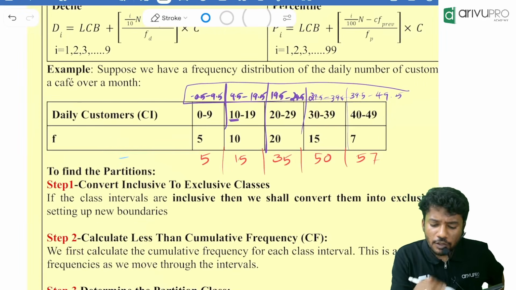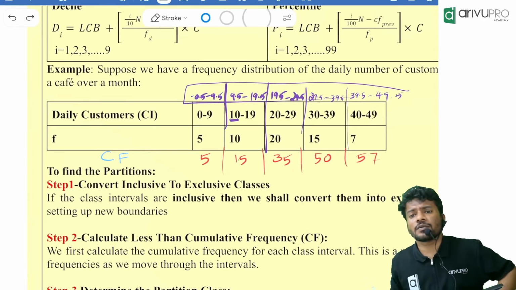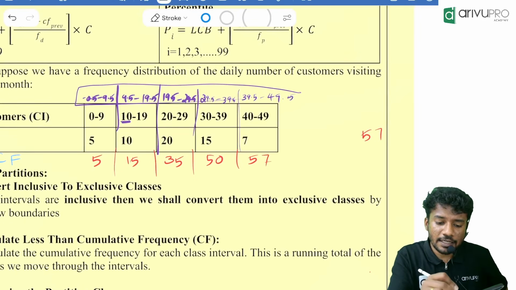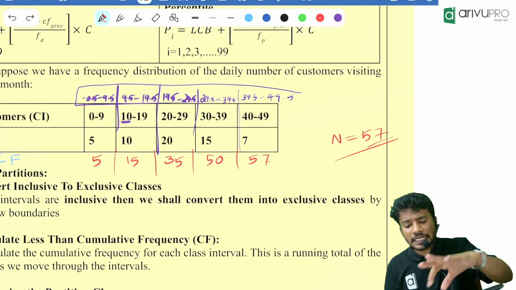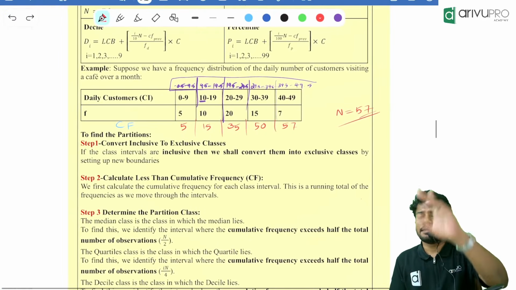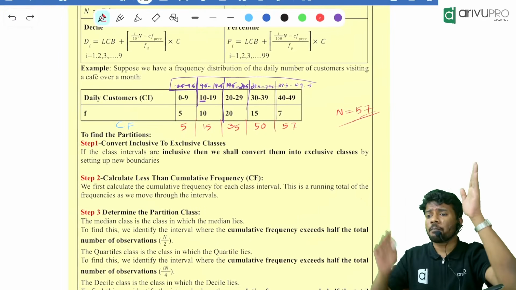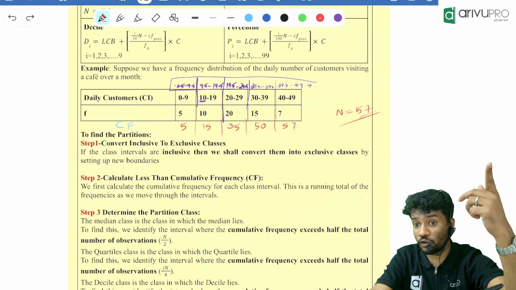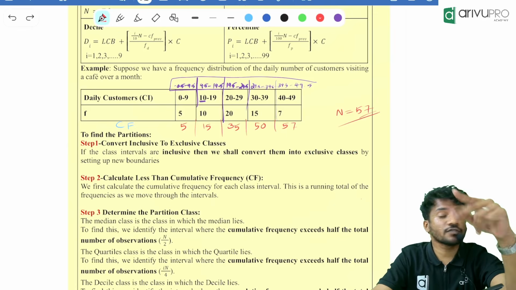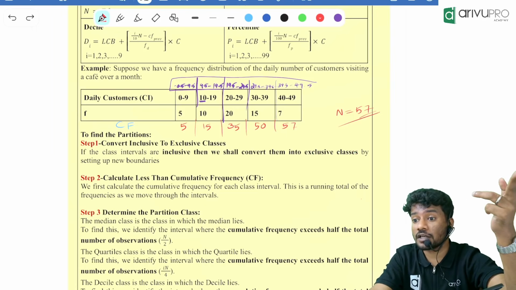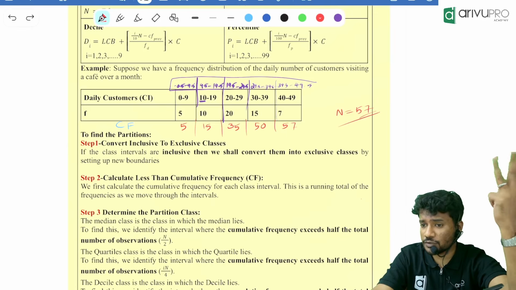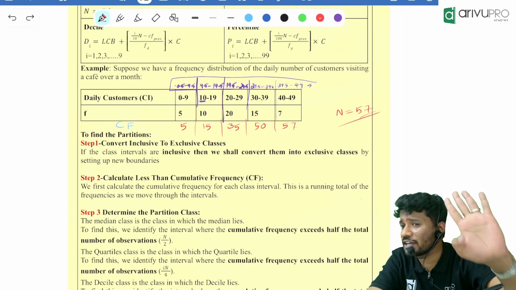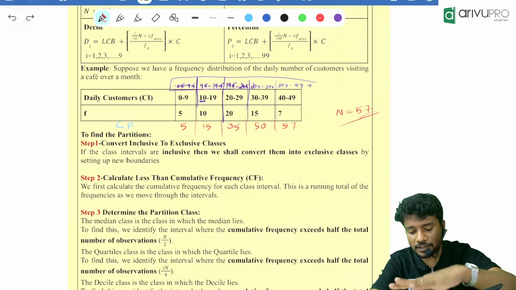So we found what? Cumulative frequency. The cumulative frequencies are 5, 15, 35, 50 and 57. That means n is equal to 57. Now, the next step, we need to find something called the partition class. If the question is for median, we will find what? Median class. If the question is for quartile, we will find the quartile class. If it is for decile, the decile class. If it is for percentile, the percentile class. There is a method for finding that class.